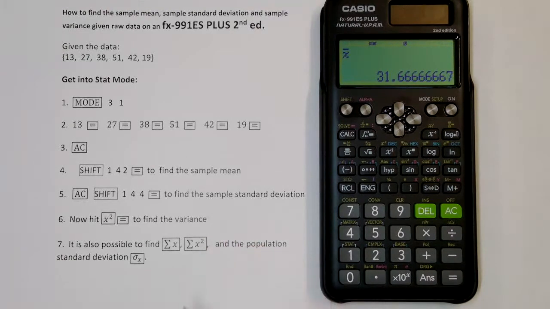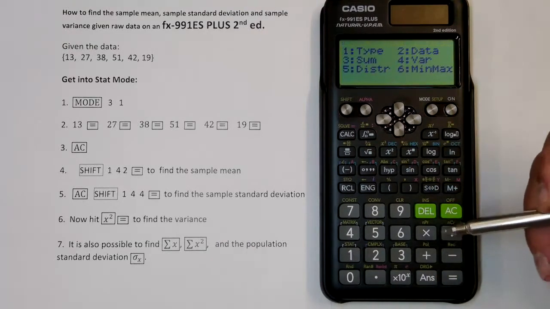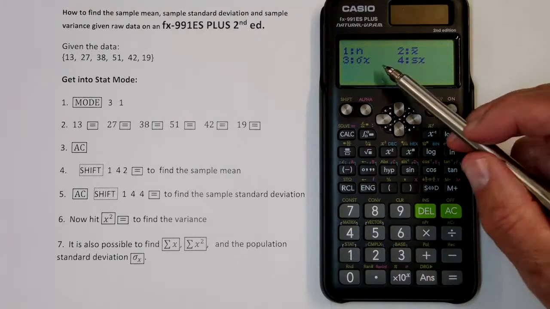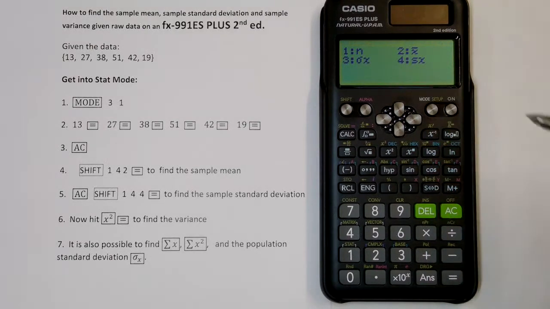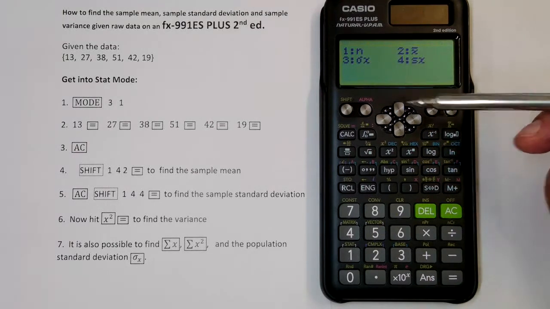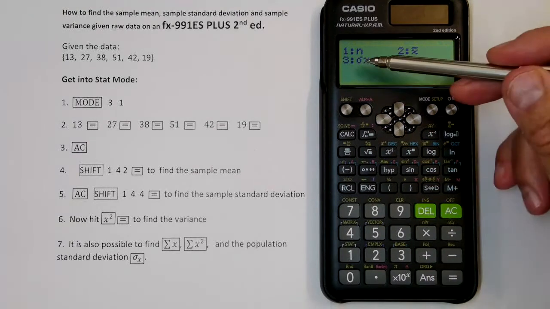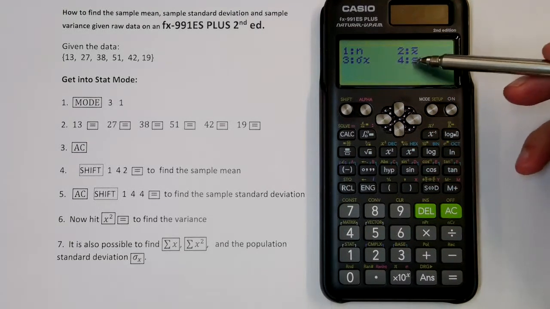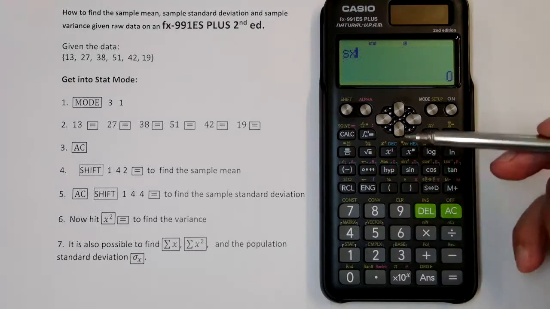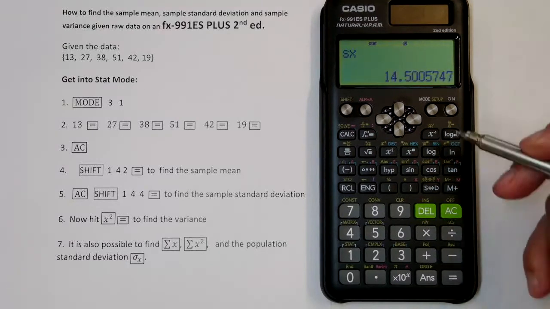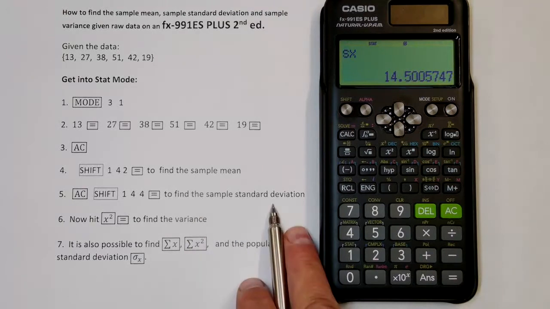Now to find the sample standard deviation, I clear this, Shift, number 1, and number 4, and 3 will be the population standard deviation. You're probably not going to use that very much. Unless you have all the information from your entire population, you're not going to use this. You would be using a sample or a subset of that population. So number 4, again, is S of X equals 14.500. Now that gives me the sample standard deviation.